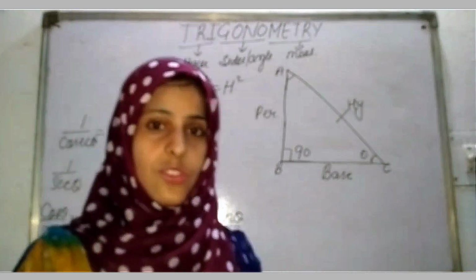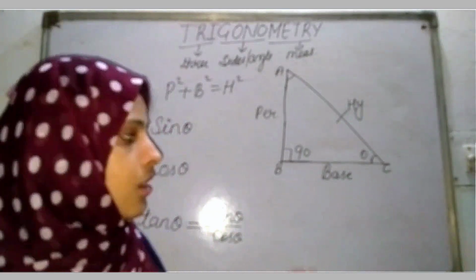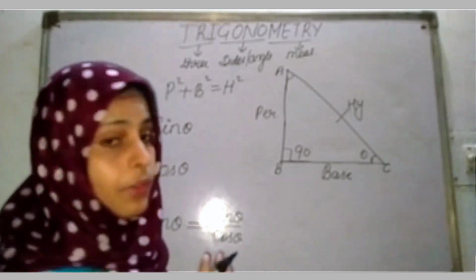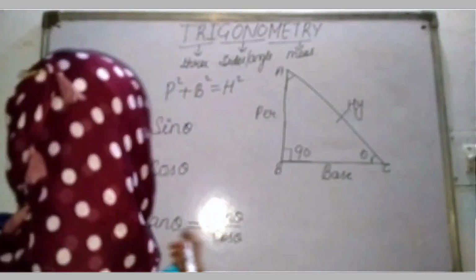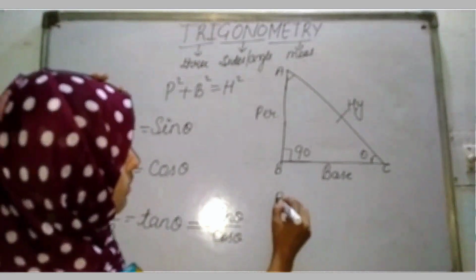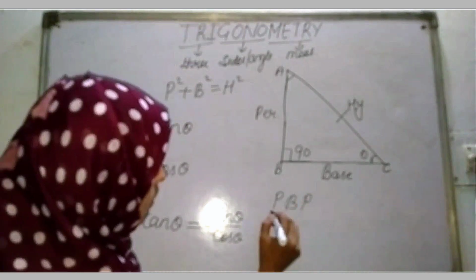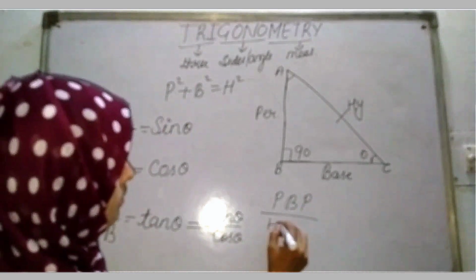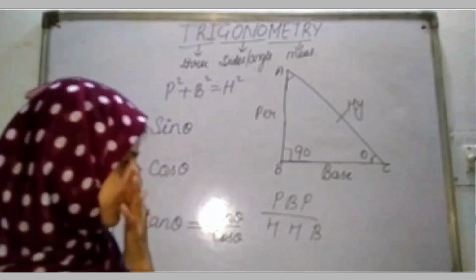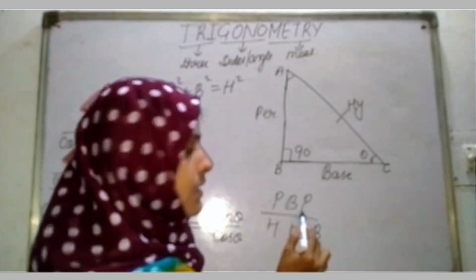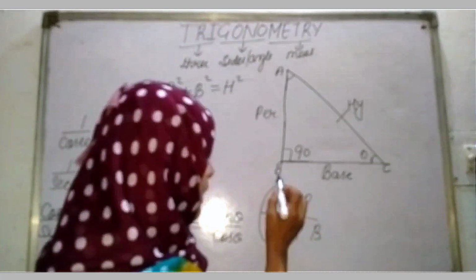But the question is, how will you remember all these things in short? I will give you a short trick to remember all this. The short trick is: first perpendicular, base, and then perpendicular upon hypotenuse, hypotenuse and then base. It means Pandit Badri Prasad har bole. This thing is equal to sine theta.